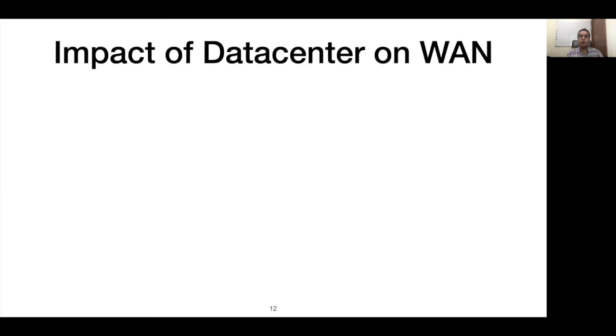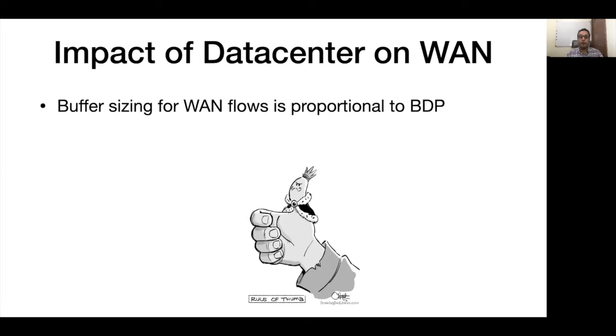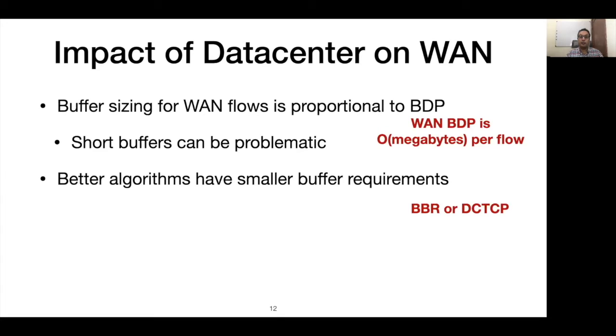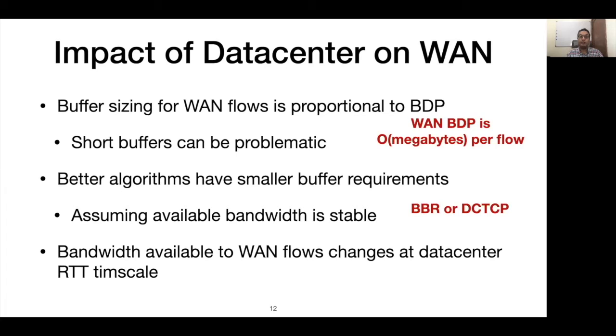However, when data center traffic and WAN traffic compete in current settings, no one wins. To understand why WAN suffers, let's consider WAN buffer requirements. The rule of thumb of buffer sizing for cubic traffic is to allow a BDP of buffer per WAN flow. This means that short buffers like in data center switches can be problematic. Better algorithms like BBR or ECN-based schemes can have a smaller buffer requirement. However, this small requirement is under the assumption that the available bandwidth is stable. Data center traffic breaks this assumption.